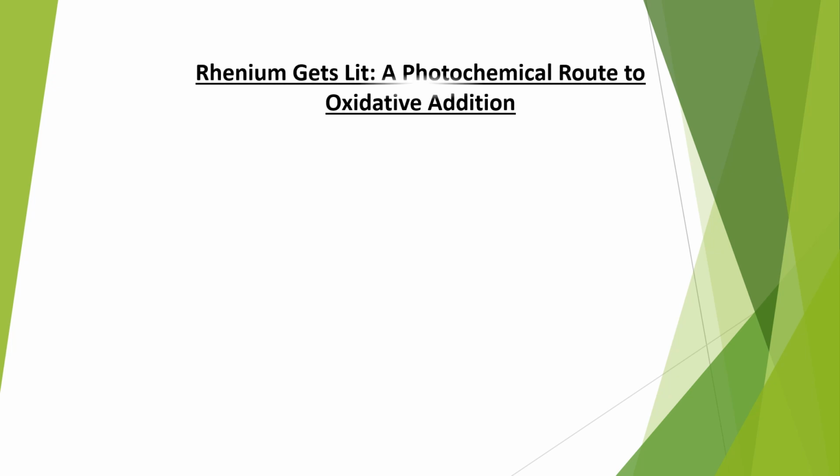Hello and welcome. This is my presentation, Rhenium Gets Lit, a photochemical route to oxidative addition, based on the paper Oxidative Addition of Haloalkanes to Metal Centers, a Mechanistic Investigation by Harrison and Annette, as part of the CH232 module.